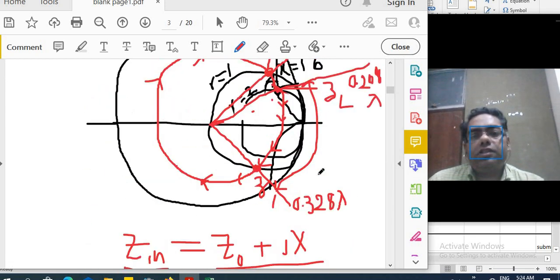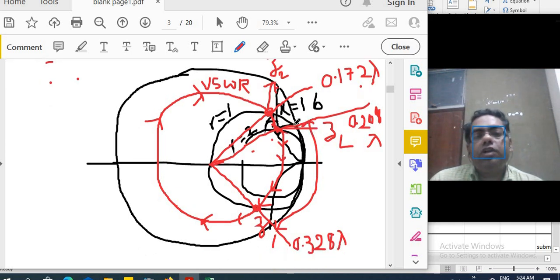Another distance is this distance. This is my load end. From this load end, I will go along the constant VSWR circle up to this point. So how to find this distance? Actually, the outermost scale is calibrated in this way. Here it is 0 lambda, it starts from 0 here. When it comes back here, it is 0.5 lambda. That means one full rotation on the Smith chart is equivalent to 0.5 lambda.